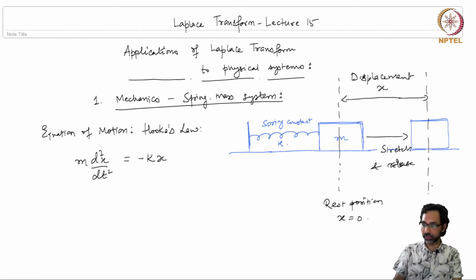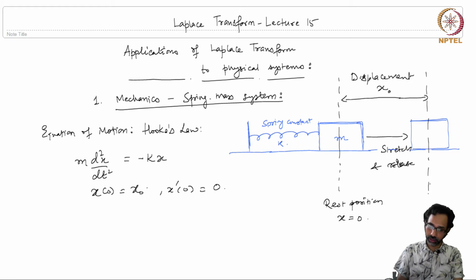So if you displace the body and you release it, then the equation of motion is given by Hooke's law, which is an ordinary differential equation, and you will have some initial conditions. So x(0) equals, say, x naught. So this is the displacement x naught at time t equal to 0, and x prime 0 is, let's say, 0. So the velocity of this mass m is 0 when you have stretched it and released it. You can also have some other constant here. So that's the basic equation for Hooke's law.